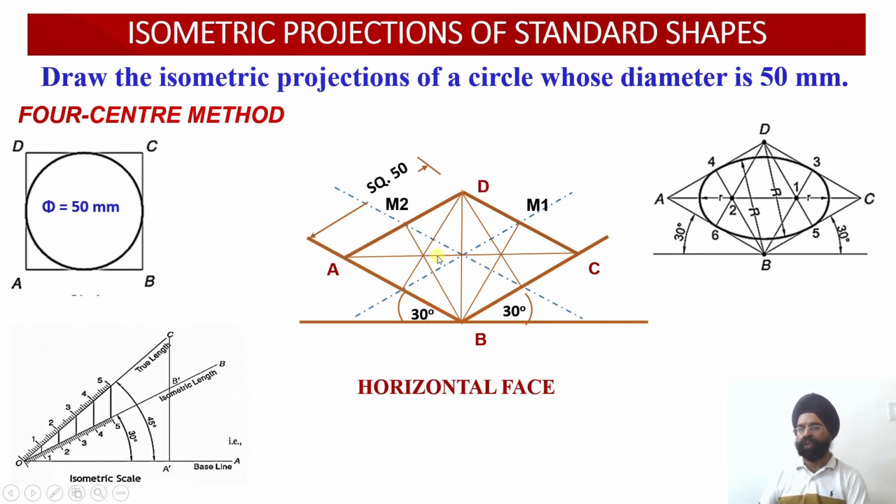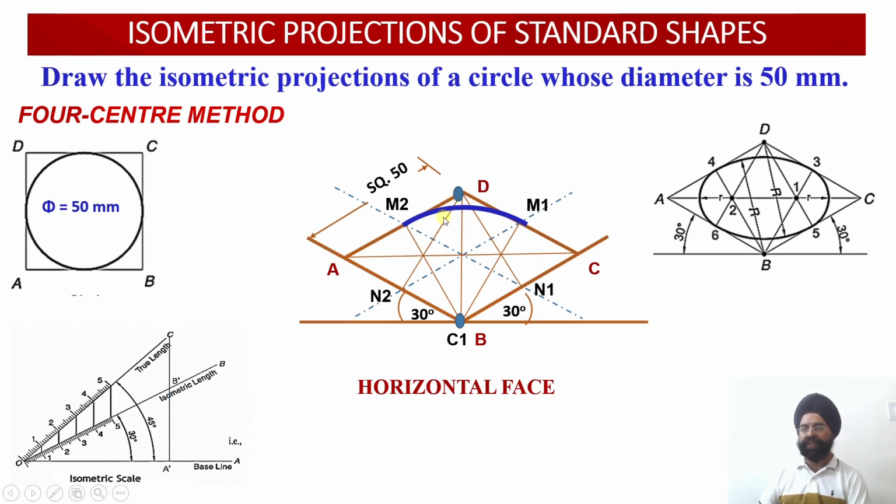Now once again, four centers have been located: center 1, center 2, center 3 and center 4. So let us start working on the ellipse. Here you see, the first center point is this, the first point of the minor diagonal. Now from C1, open the compass equal to C1M1 or C2M2 and draw an arc using the compass over here. Similarly, this is my second center.